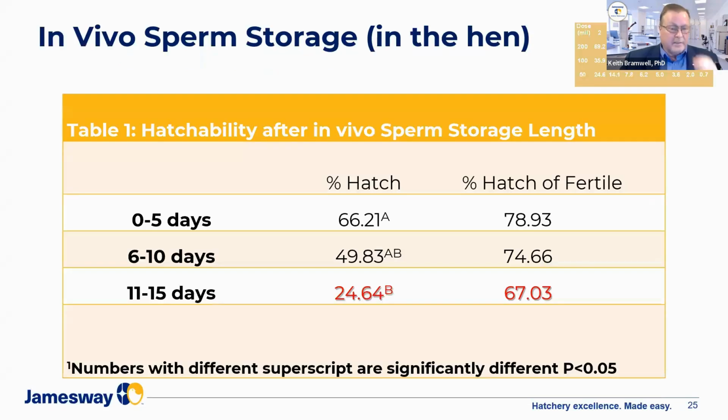When we looked at the effect in the hens themselves, and so I talked about that old stale sperm effect, sperm storage in vivo, meaning in that hen, we inseminated hens and collected set eggs from 0 to 5 days after a single mating, and then 6 to 10, 11 to 15 days. Of course, we expect our hatch to drop when we get out, with less frequent matings. So even those that are fertile, we get a lot more embryo mortality. Hatch of fertile is down over 10%. That's our embryo mortality issue right there.